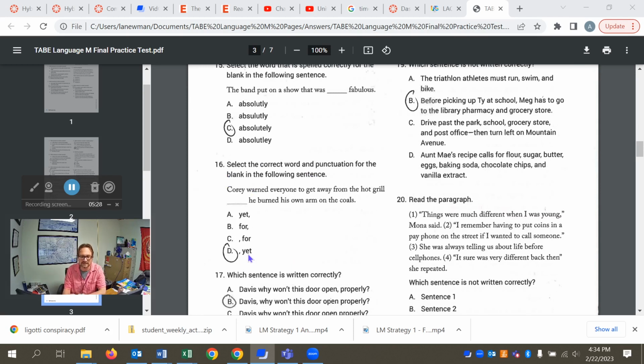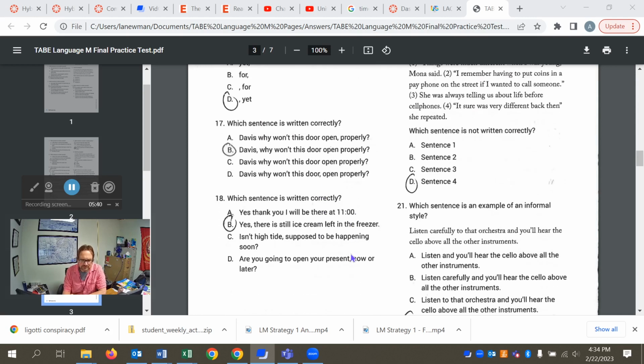Okay, 16 is punctuation of a compound sentence with a comma and coordinating conjunction. One of the fanboys, and in this case it's yet. And this is the one that works. We need the comma before the coordinating conjunction, not after, like in A and B. And for is the incorrect conjunction in the first place.